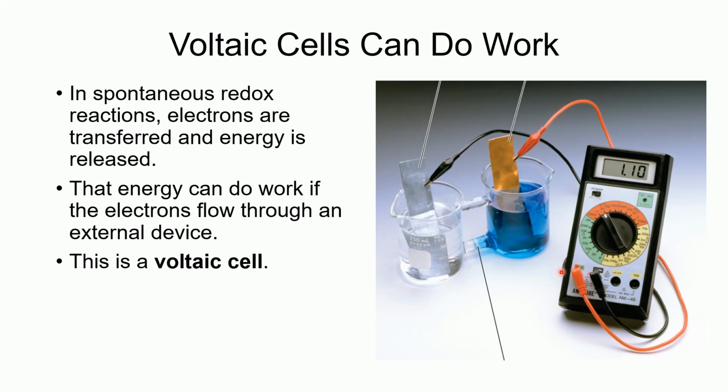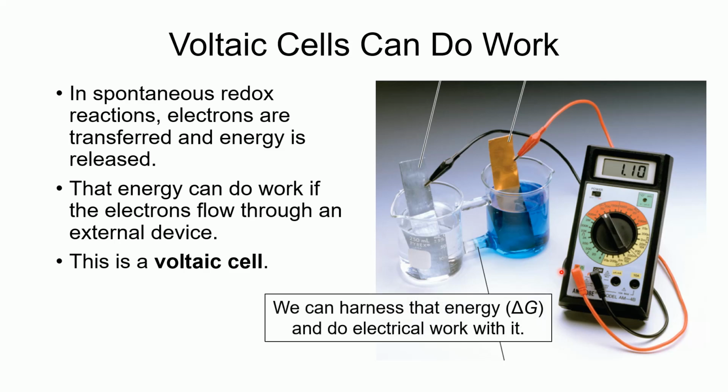Batteries, this is essentially a battery. Batteries are so ubiquitous in everyday life that we don't even think about this, but we're constantly using batteries by converting the energy we get from chemical reactions into electrical energy. So very cool process. That energy is going to be the delta G, so we can harness that energy in the form of delta G and do work with it.